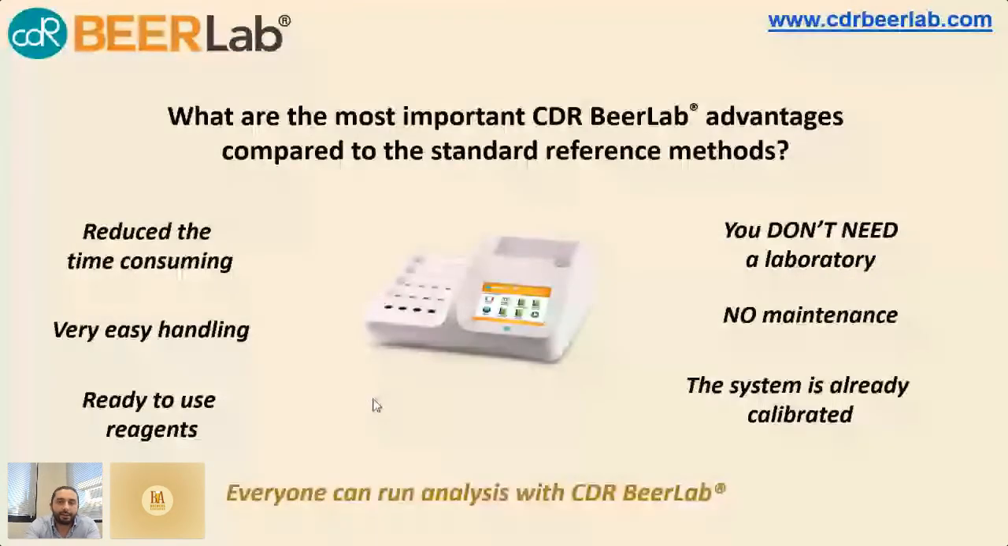Okay, here you have the most important advantages of the CDR BeerLab compared to the standard reference method. We work to reduce the time of the test, so normally you have quick analysis. You have very easy handling, and we are going to see how easy it is to use the equipment. As I told you, you have the reagents ready to use, and you don't need any laboratory. You need just a desk, the analyzer, the few reagents, and the pipette. So you can set up your quality control wherever you want in your brewery.